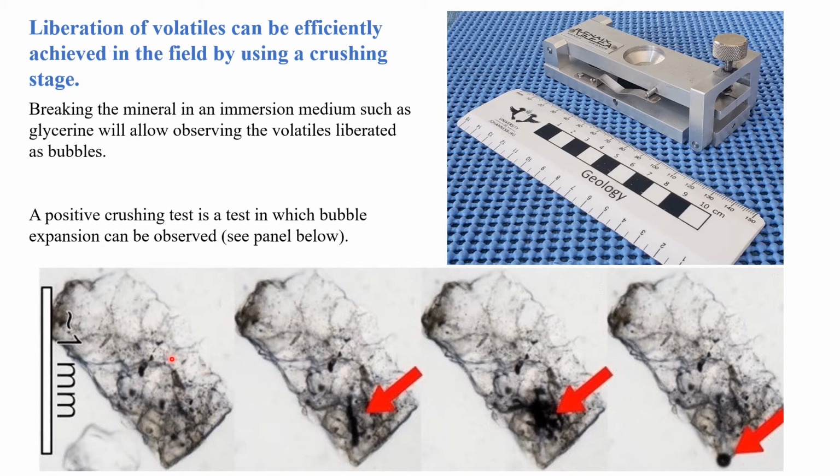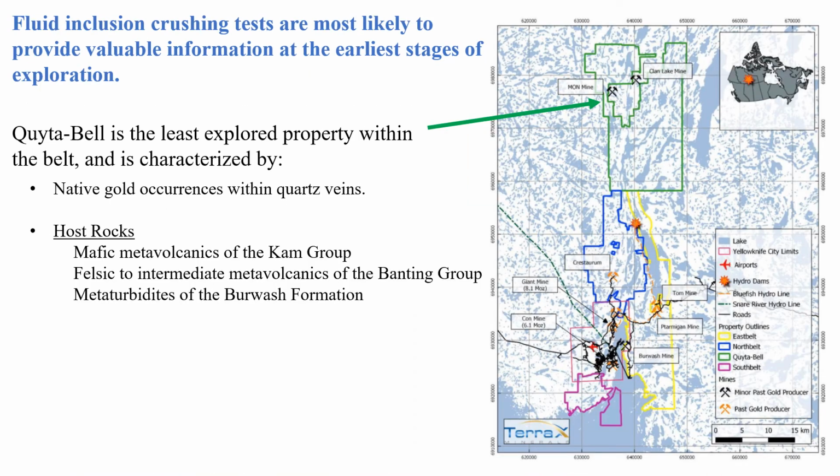This is the result of a positive crushing test, which means the sample is rich in volatiles. This is the original picture of the quartz grain. As the grain is crushed, volatiles in it migrate and are liberated. After escaping the rock, they expand and form bubbles. We believe that crushing stage test results could be very valuable at the early stage of exploration, especially when there are many samples and you need to narrow it down.